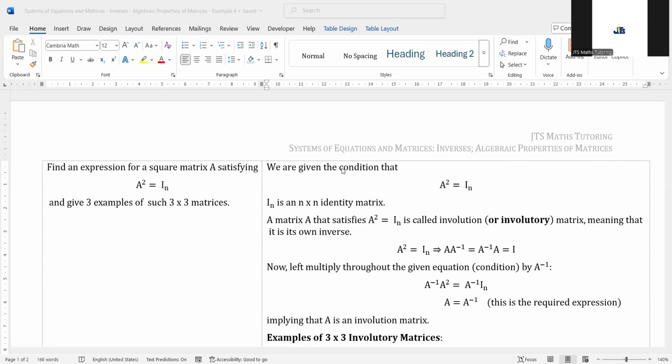All right, so we are given the condition that A squared is equal to an identity matrix. And we know that a matrix that satisfies A squared is equal to I is called an involution or involutory matrix, meaning that it is its own inverse. So A squared is equal to I implies that A multiplied by A inverse is equal to A inverse multiplied by A is equal to I. So what we are going to do here is we are going to left multiply throughout by the inverse of A.